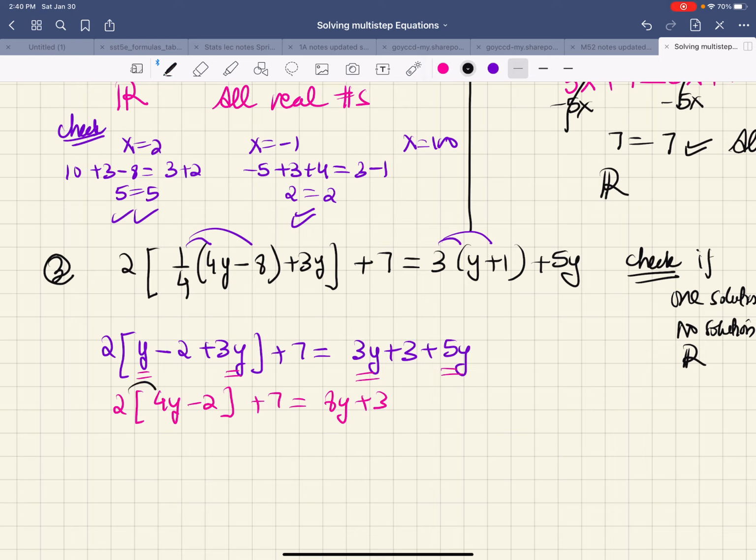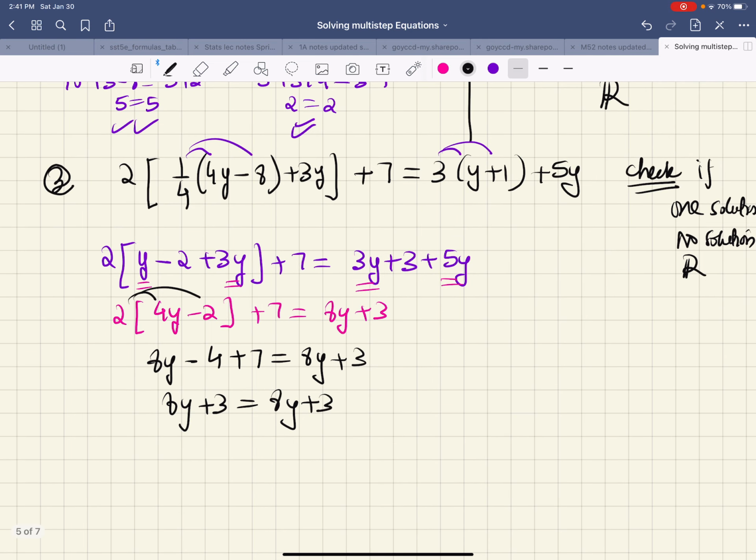Now in the parentheses, distribute the 2 in there, distributive property here. Again, 2 will not be distributed to 7 because that's outside of your parentheses. Okay, so 2 times 4y is 8y, minus 2 times 2 is 4, plus 7 equals 8y plus 3. 8y, 7 take away 4 is 3, equals 8y plus 3.